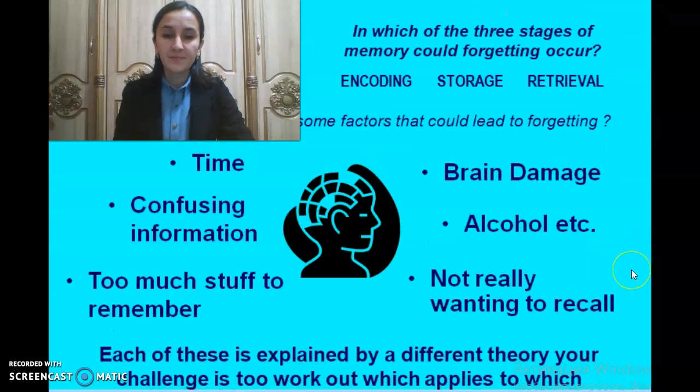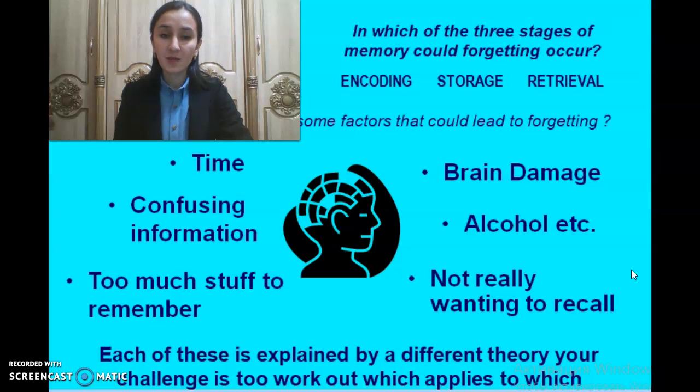Okay, and on the last page we will talk about forgetting. At first let me give you the next question. In which of the three stages of memory could forgetting occur? In encoding, or storage, or retrieval?